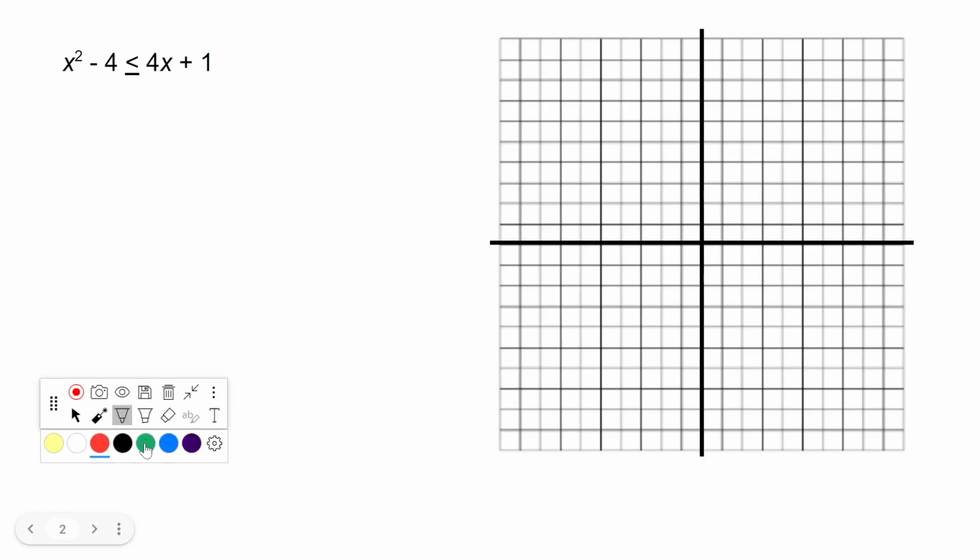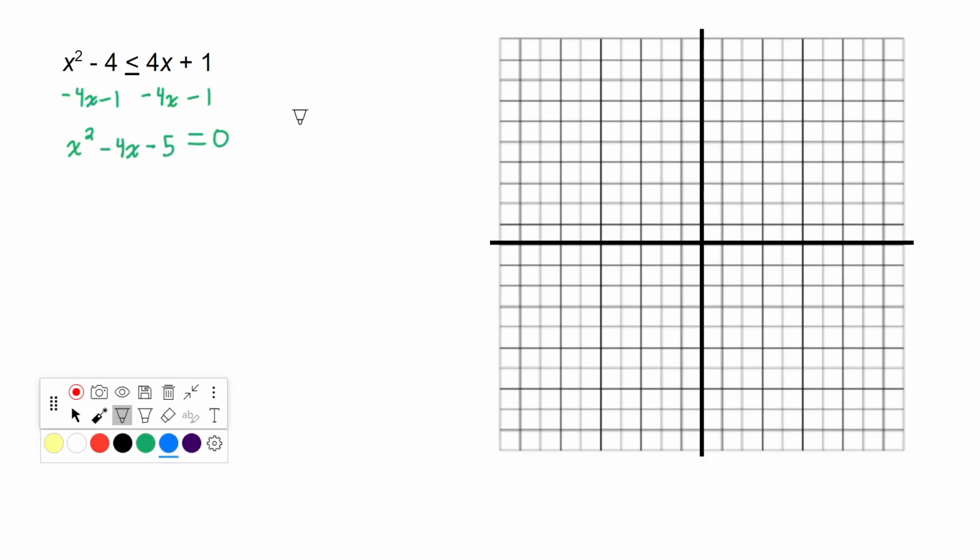I mentioned with the previous problem we'd like to get this equal to 0. So I am going to go ahead and subtract 4x and subtract 1 from both sides. So we're going to have, and I'm going to set it equal to 0 right now for my solving work, x squared minus the 4x, and then I have the like terms -4 minus 1, which combine to give me -5.